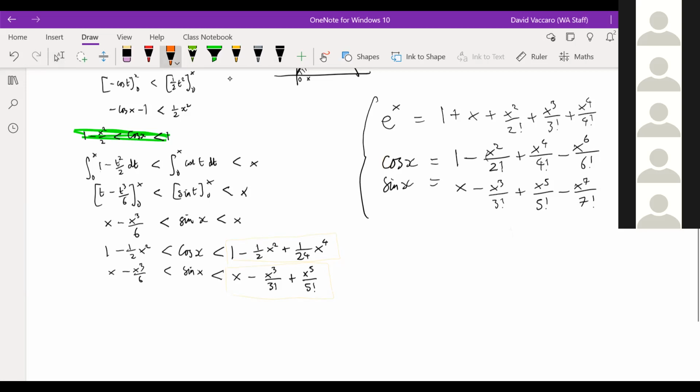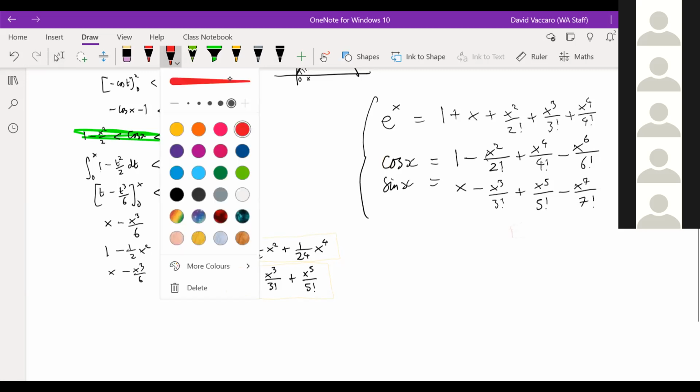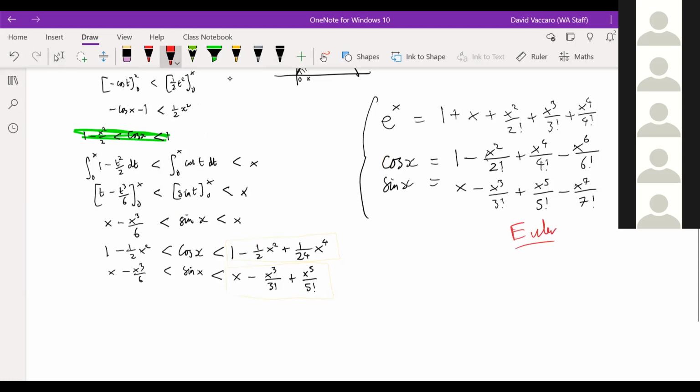This goes back to Euler. Hopefully you can see that the Taylor series for e to the x, the Taylor series for cos x, and the Taylor series for sin x all have the same type of terms. They all have a term x to the n over n factorial. The only difference is that when x to the n over n factorial comes up, if n is even, it will be in the cos x Taylor series. If it's odd, it will be in the sin x Taylor series, and we get these alternating signs.